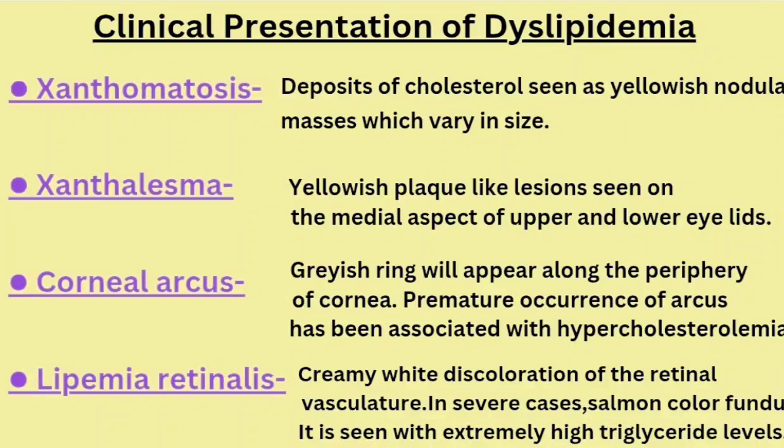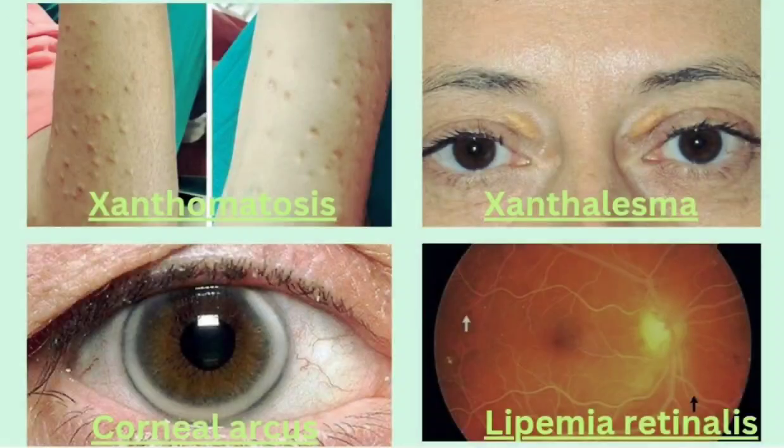Premature occurrence of arcus has been associated with hypercholesterolemia. Lipemia retinalis. Creamy white discoloration of retinal vasculature. In severe cases, salmon color fundus is seen with extremely high triglyceride levels. As you can see, these are the presentations of xanthomatosis, xanthelasma, corneal arcus, and lipemia retinalis.